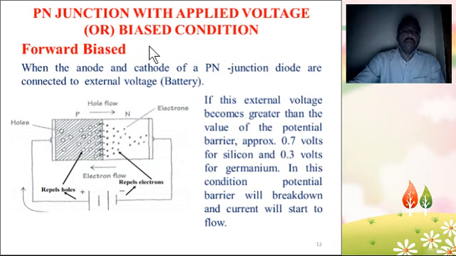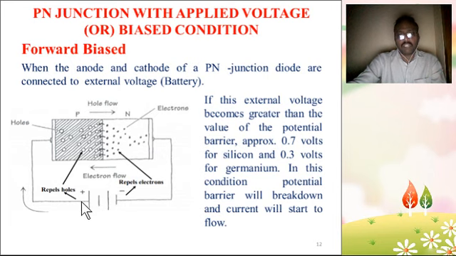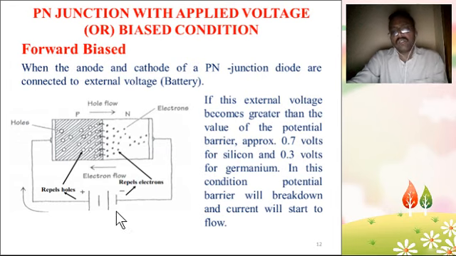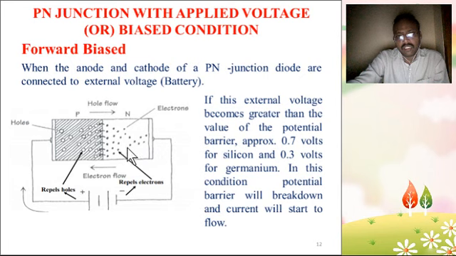Next one is the PN junction diode with applied voltage. When the anode and the cathode of the PN junction diode are connected to an external voltage, that means a battery. This is the positive terminal of the battery, this is the negative terminal. The positive terminal of the battery is connected to the P side, and the negative terminal to the N side. Due to the external force, the holes try to move to the N side, and the electrons try to move to the P side.